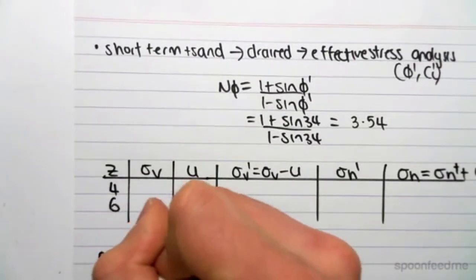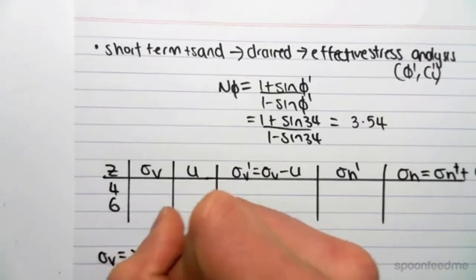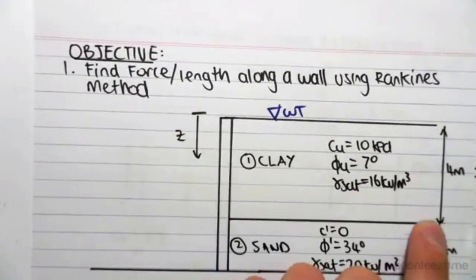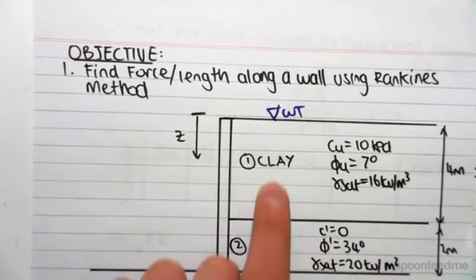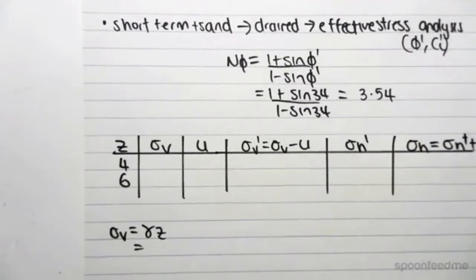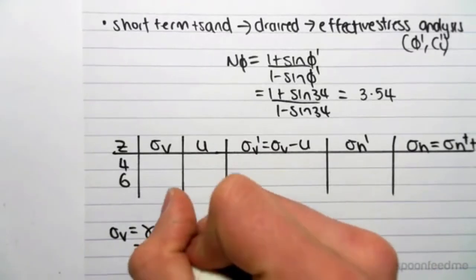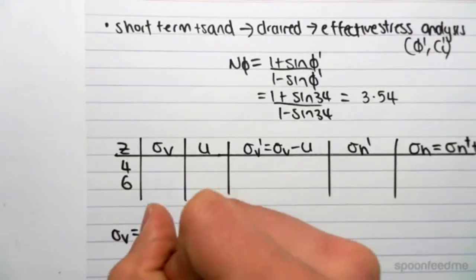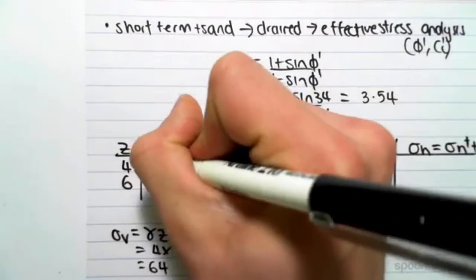Sigma V we know equals gamma Z. For our situation, we have 4 meters of clay above our sand layer. So Z is 4, and the gamma of clay is given as 16. So it's 4 by 16, which equals 64. So you can put 64 there.